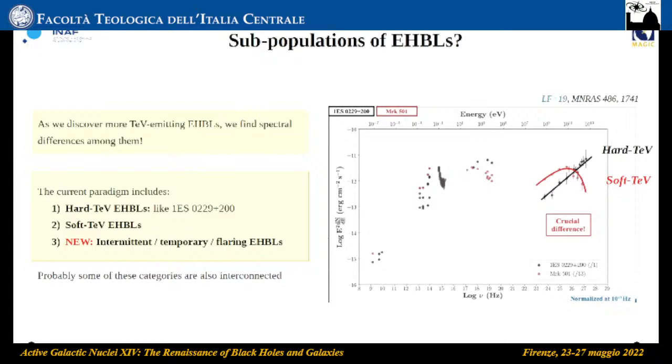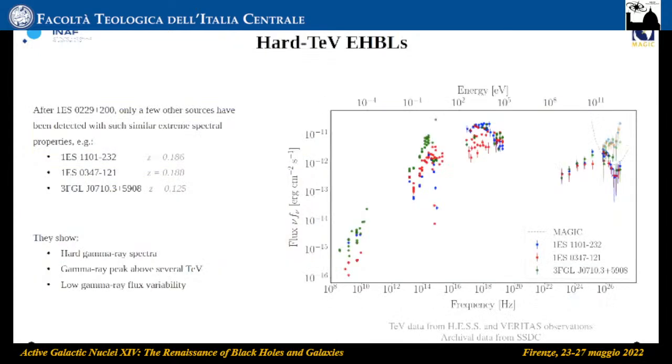Let me introduce the first category, hard TeV extreme blazars. So these are basically very similar to the archetypal, and at the beginning they were thought to be the only types of sources of this kind. As you see, there are just a bunch of sources that are confirmed to be hard TeV extreme blazars, and in this, H.E.S.S. and VERITAS did a great job some years ago discovering some of these sources.